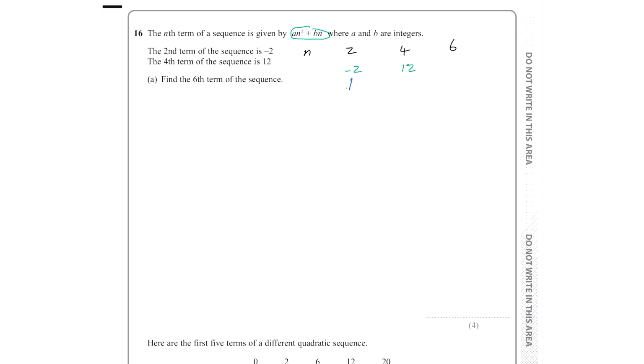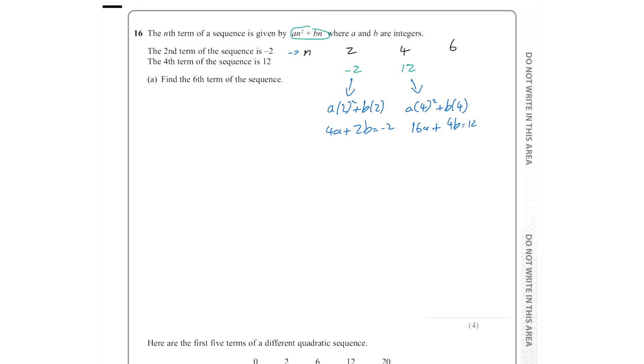So in this case, if I use the formula an squared plus bn, I know n here is 2, which comes from this first line here. So that's going to be a times 2 squared plus b times 2. That can be written as 4a plus 2b. And in this case, n is 4, so that's going to be a times 4 squared plus b times 4, and that can be written as 16a plus 4b. And that gives us 12. And in this case, that gave us the -2.